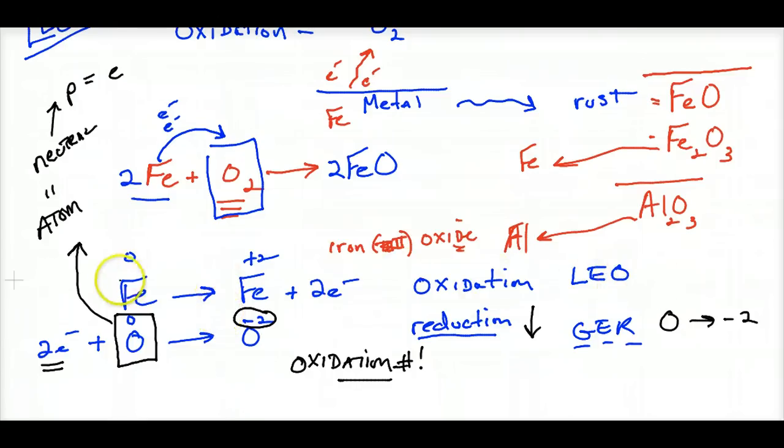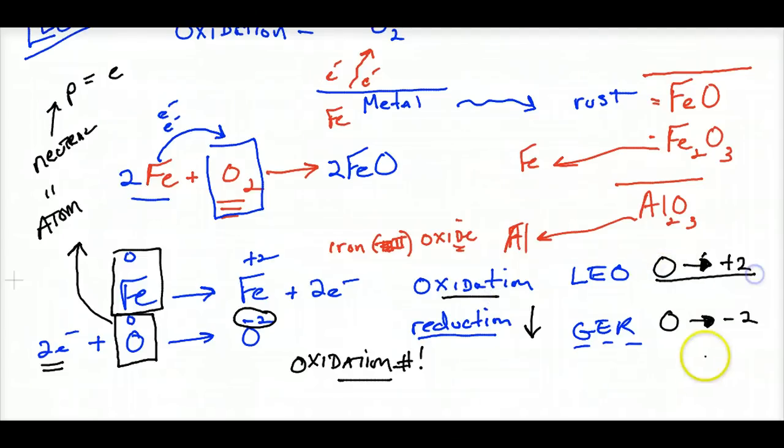The metal started out as an atom as well in my simple reaction, and it's going from 0 to plus 2. It lost electrons and became positive. We know metals do that. We've talked about this in other crash courses, so this is a little bit of review. Redox is nothing more than a review of atomic structure and ionic bonding, because we're talking about ions here. So look at this, LEO: oxidation, the number increases.